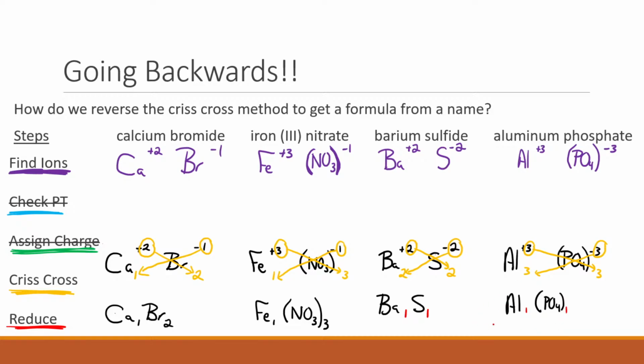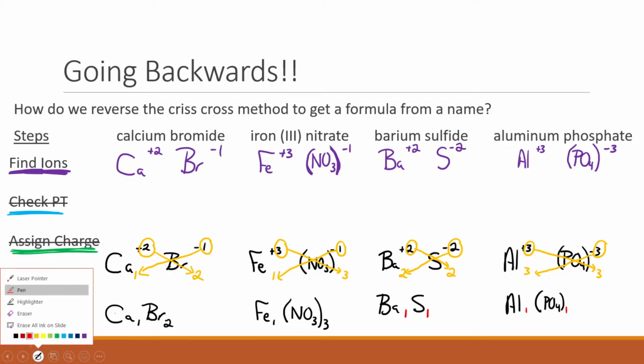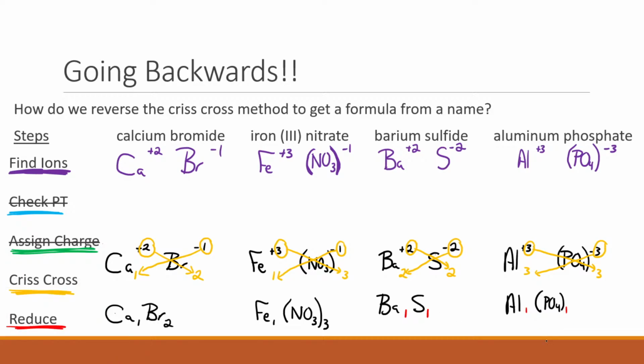Now, the final cleanup thing. Like I've said, 1's are optional. You can actually write this as just AlPO4. Because there's an optional number outside of the parentheses, you actually don't need the parentheses or the 1's that are here.